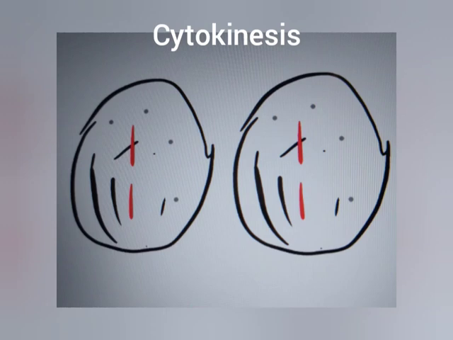And this, friends, is cytokinesis. It's when it entirely splits and both of these cells are now on their own. They're not together and they're not related in any way.